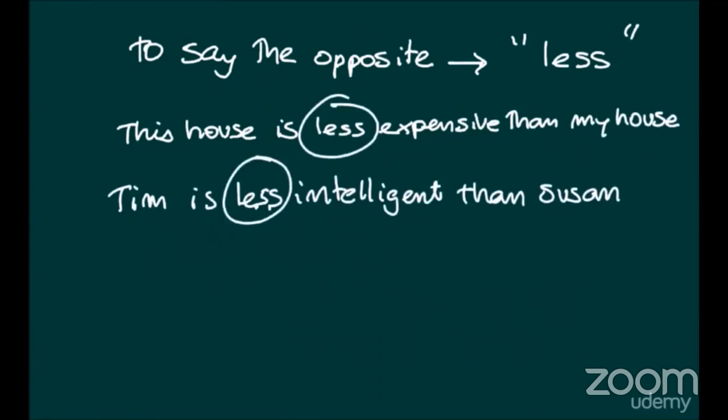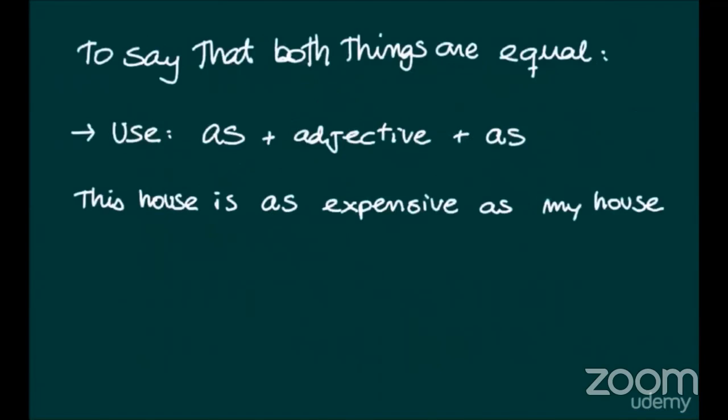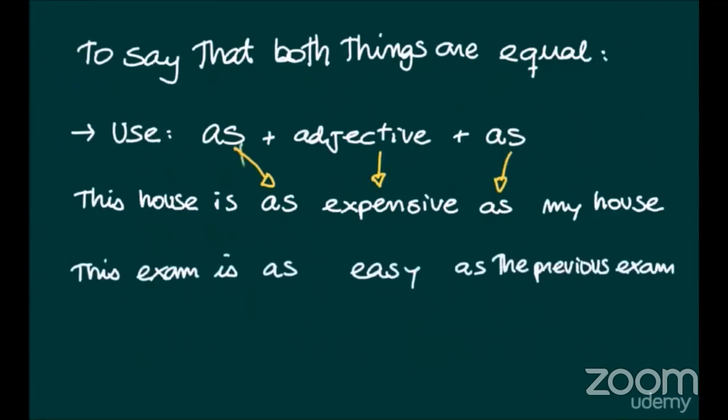If you want to say that both things are equal, then use as plus adjective plus as. Look at the examples. This house is as expensive as my house. This exam is as easy as the previous exam.